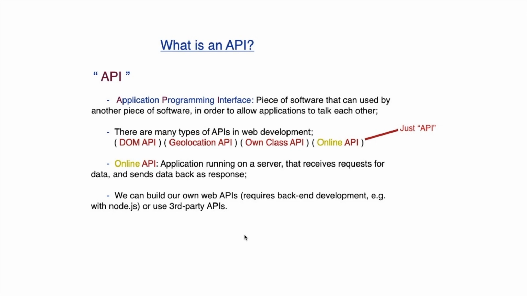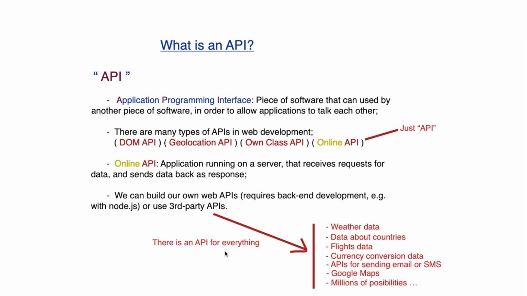But that alone will probably not be enough to build a complete application. And so you could also use some third-party APIs, and there are really APIs for everything. So in our example travel application, you could use an API to get weather data for your destinations, data about the destination countries themselves, data about flights, about currency conversion, and you could even use APIs to send emails or text messages, or embed Google Maps into your application. So as you see, the possibilities are really endless with APIs, and we can even say that APIs are what made the modern web as you know it possible in the first place. So using APIs in JavaScript is super popular, and everyone does it all the time.